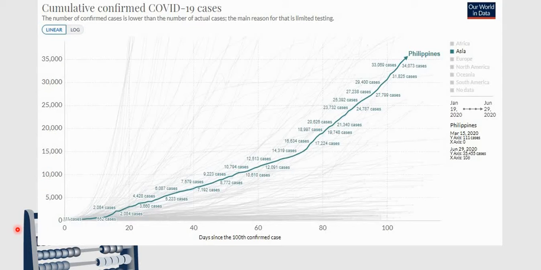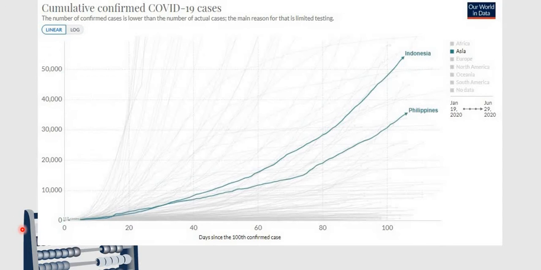Let's take a look at some other graphs. Here we now have the graph of Indonesia. It looks similar to the graph of the Philippines, it's just higher, which would mean that their numbers are higher in the number of cases, even though it's still the same number of days. And the reason again why the shape is like this is because of the pairing of the number of days to the number of cases. Let's take a look at some more graphs.